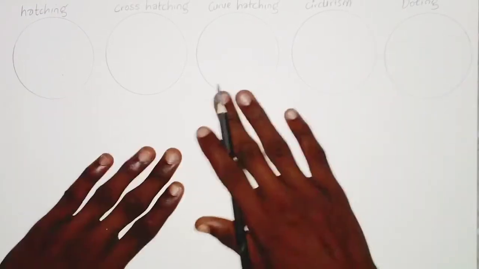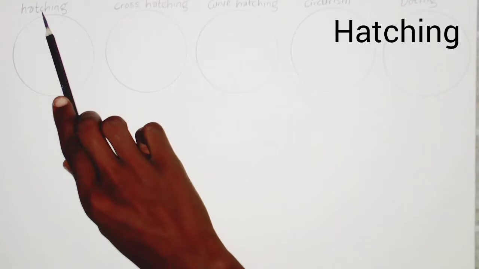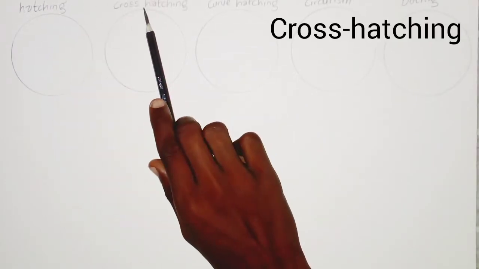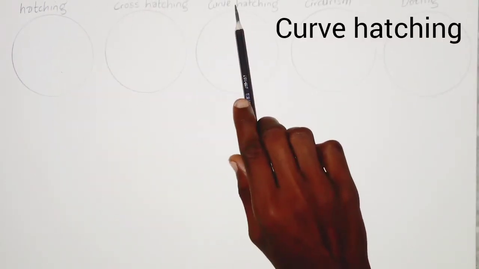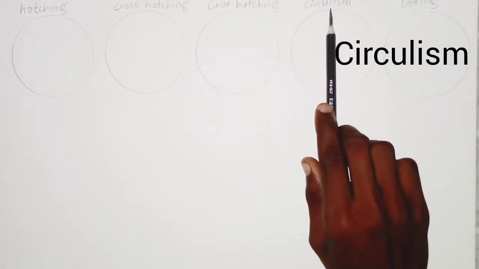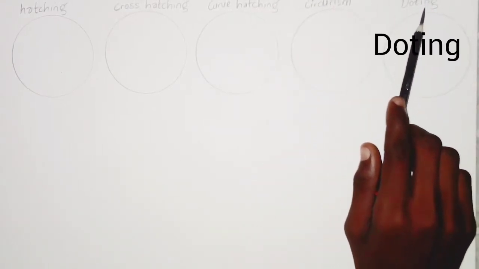Firstly, we have the hatching, then the cross hatching, curve hatching, circlism, and dotting.